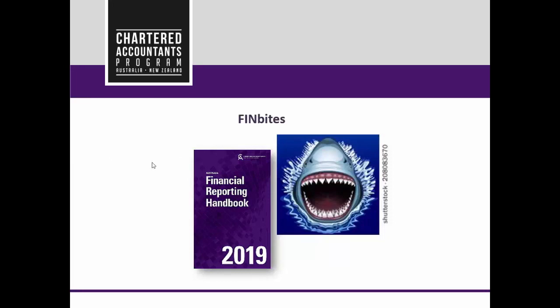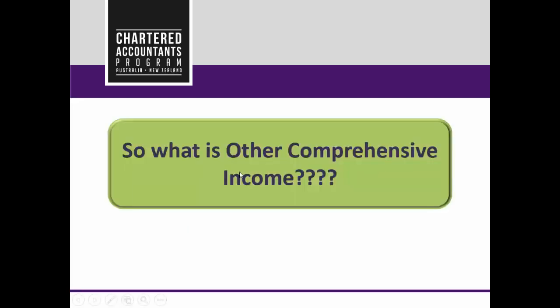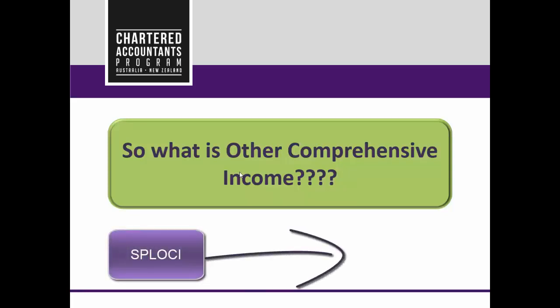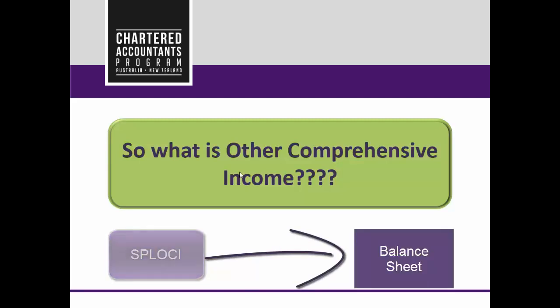The purpose of this short video is to talk candidates through an explanation of other comprehensive income. We will talk through the accounts that commonly get recognised in other comprehensive income, or OCI, how they work and how it all looks in the financial statements, and how the statement of profit or loss and other comprehensive income, which we call SPLOCHI, feed into the statement of changes in equity and the balance sheet.